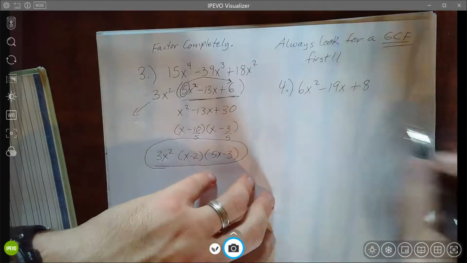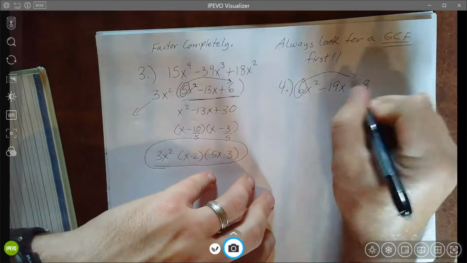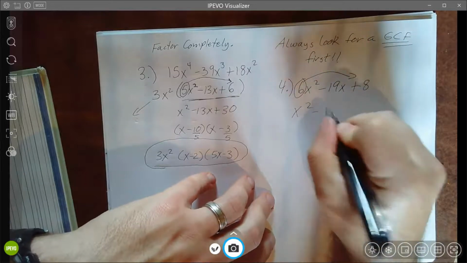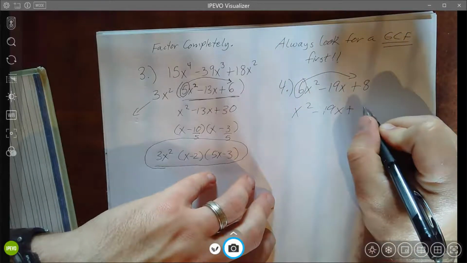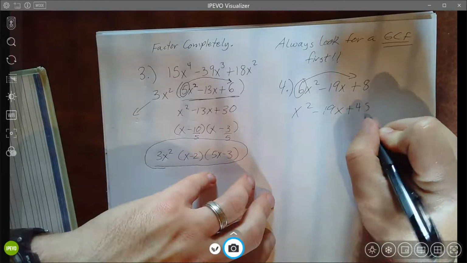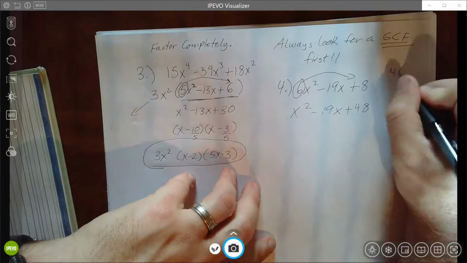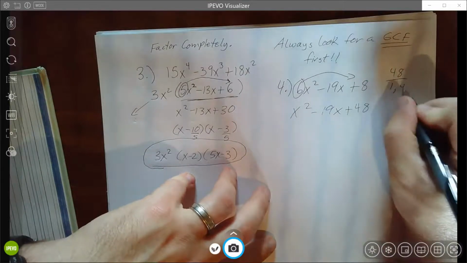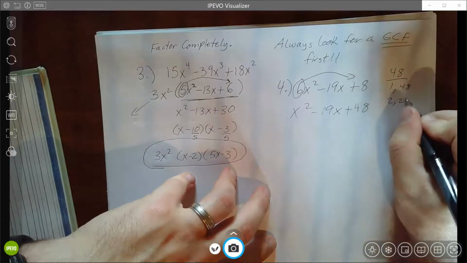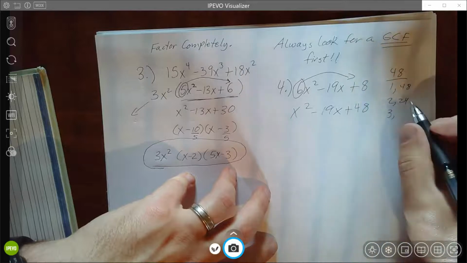All right, this is just a plain old AC method problem. Take the 6 down there with the 8, x squared minus 19x plus 48. And then I do the factors of 48: 1 and 48, 2 and 24, 3 and what?